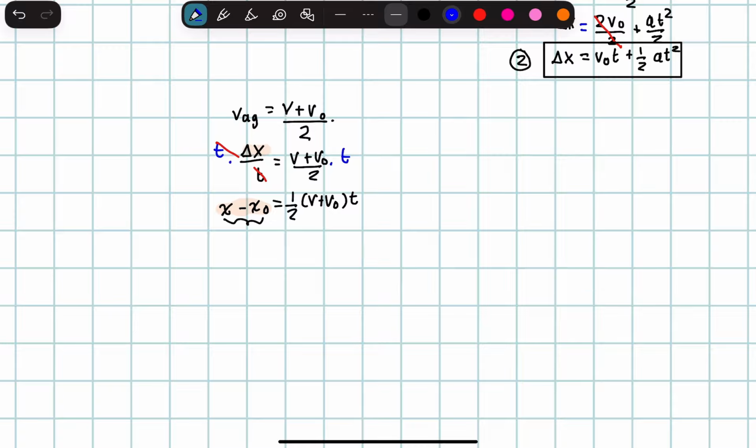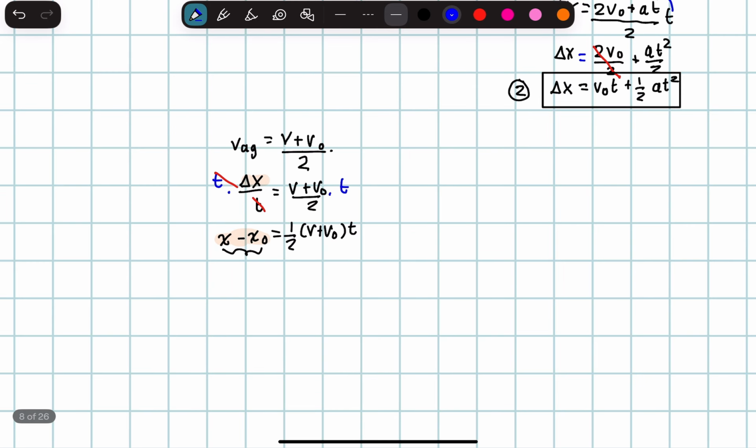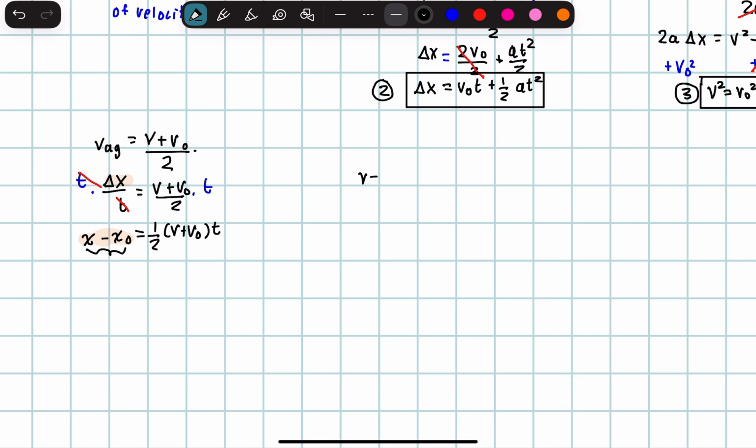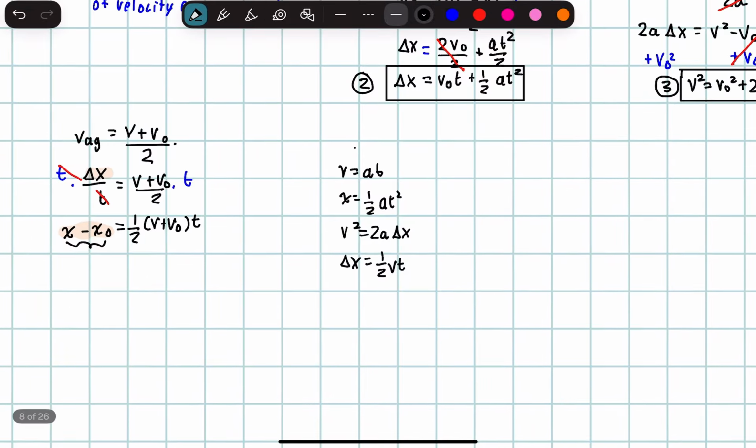Now, there are other kinematic equation forms that you may see, but these are just different algebra variations. For example, you might see v is equal to acceleration times time, x is equal to 1/2 at squared, v squared is equal to 2a delta x, and x is equal to 1/2 vt. And all of these come from setting v initial equal to 0.